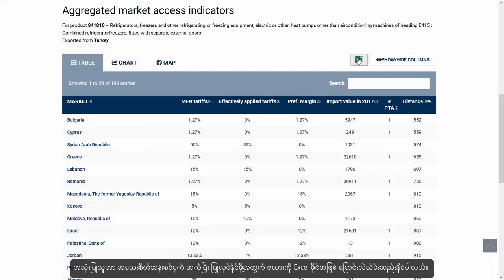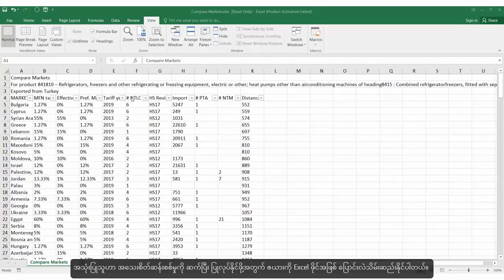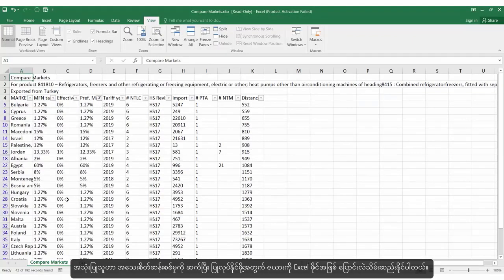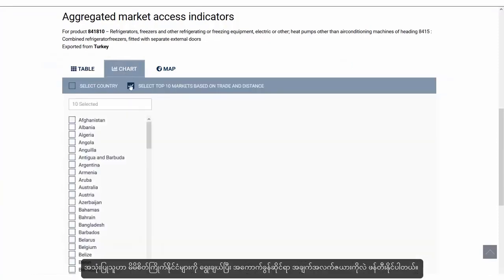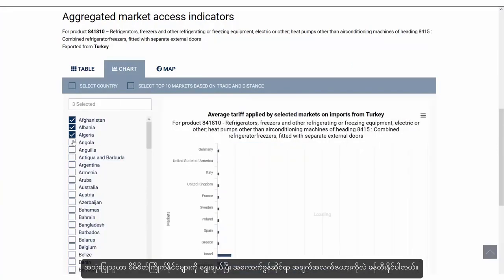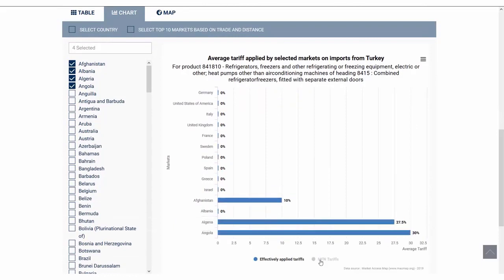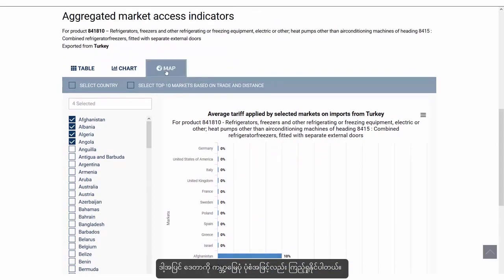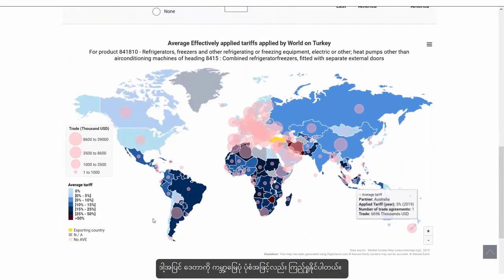The table can be exported into Excel, where the user can continue with the in-depth analysis. The user can proceed to generate a customized tariff chart. The user can finally visualize data in a map format.